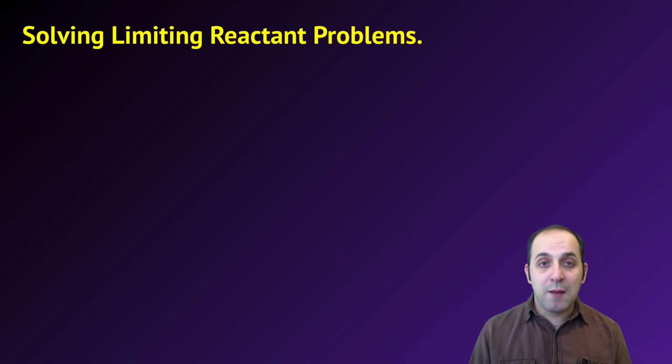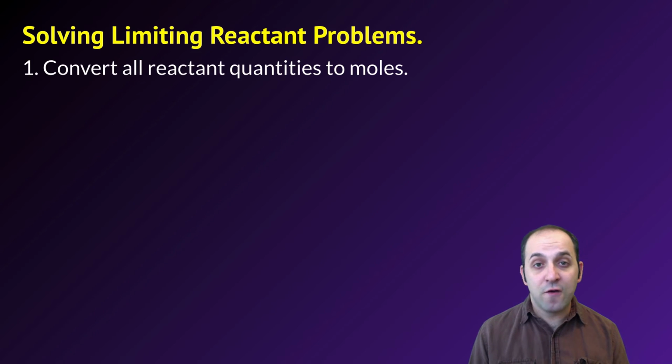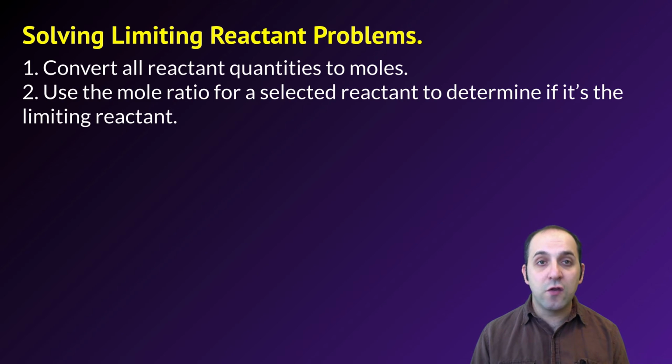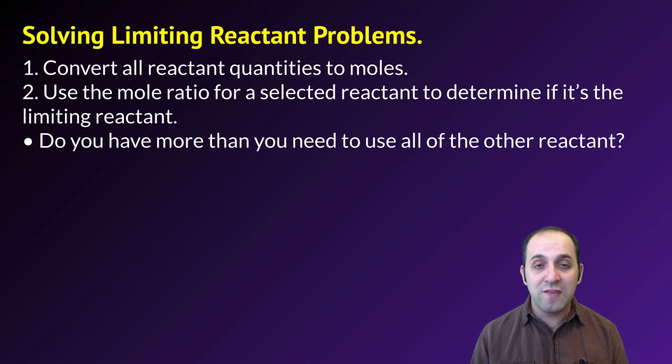You're going to need to be able to solve limiting reactant problems. It's not all that different from what we did in our equation stoichiometry, but there is one small change. The first thing you're going to need to do is convert all of the reactant quantities to moles, and then you're going to use the mole ratio for a selected reactant to figure out if it's limiting. Here's how you do that.